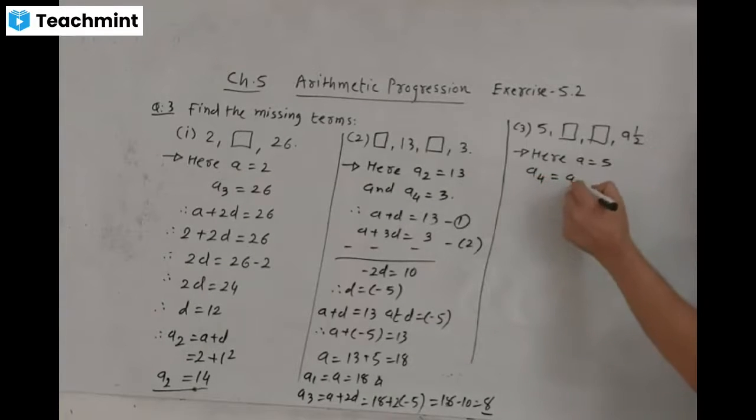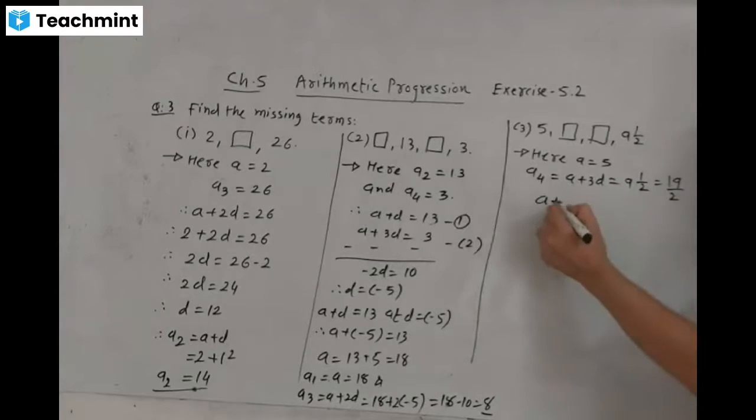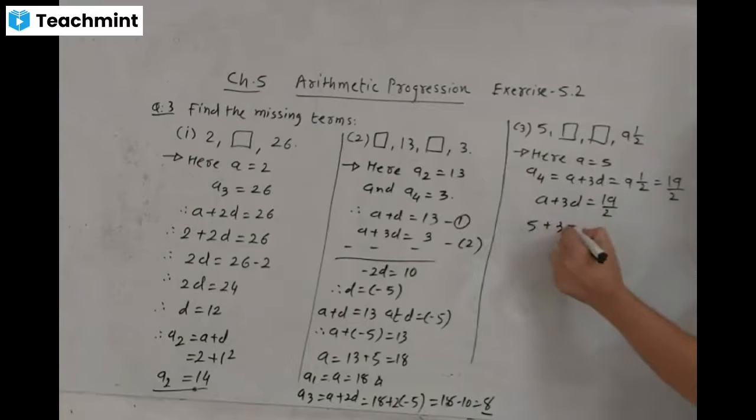Fourth term A4, that is A plus 3D, is equal to 9 integer 1 upon 2. 9 integer 1 upon 2 means 9 times 2 is 18, plus 1, 19 by 2. And put this value: A plus 3D is equal to 19 by 2. Therefore, A is equal to 5. A is already given. A is equal to 5, plus 3D is equal to 19 by 2.